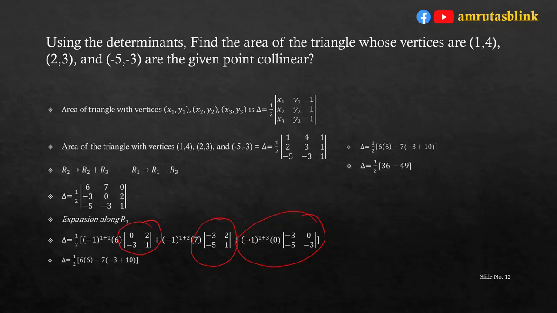That is, delta is equal to 1 by 2 into 36 minus 49, that is delta is equal to 1 by 2 into mod of minus 13, which is 6.5 square units. So, the area of the triangle is 13 by 2, that is 6.5 square units, and as this value is not equal to 0, we can say that the given points are not collinear.